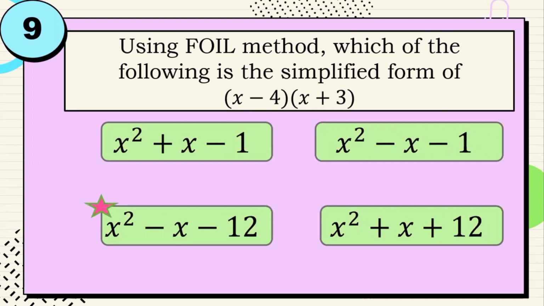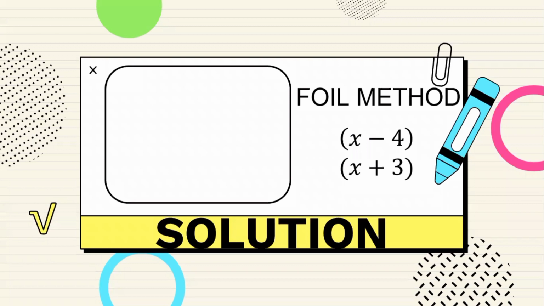Why, sir? Okay, how did we get x squared minus x minus 12? Okay, let's try to solve now the given question. FOIL method. Using FOIL method, we get the product of x minus 4 and x plus 3. So what are we going to do? We have to determine first the product of the first terms. Okay, first terms.